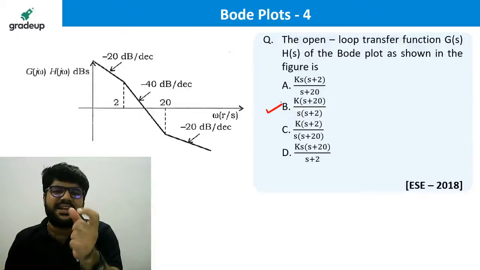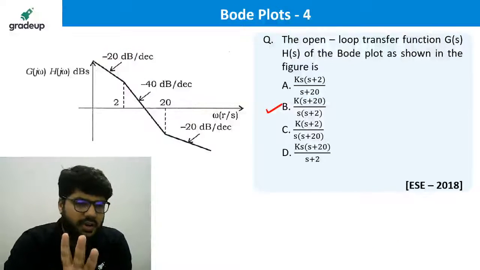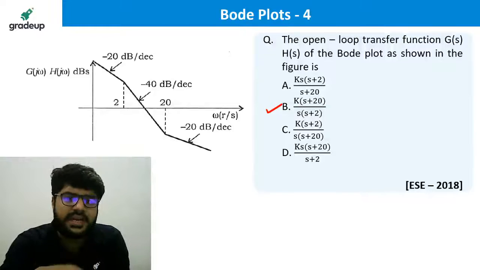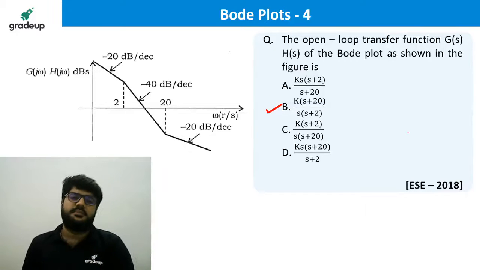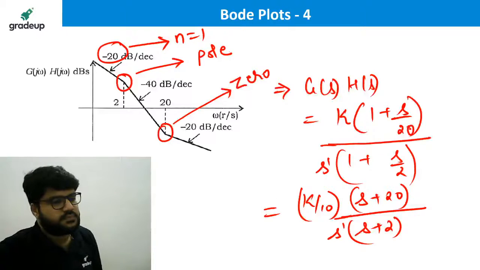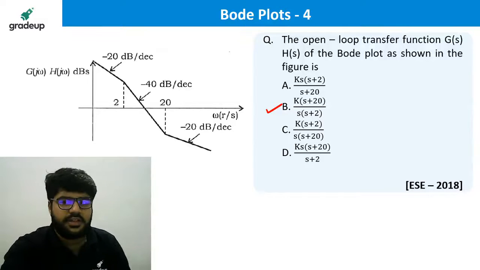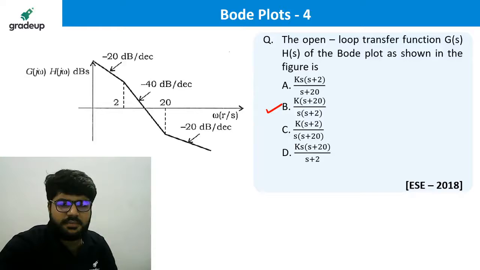See here, the constant K or K/10 can be adjusted anywhere. Don't worry about the constant. The main function is (s+20) upon s(s+2). That is option number B matching. Option number B, correct. Take a screenshot for this question. It's a very simple question. Option number B matches. Take down the screenshot for this question.